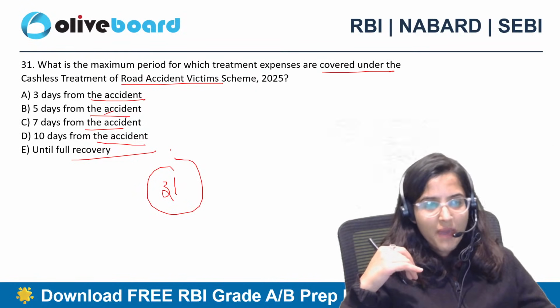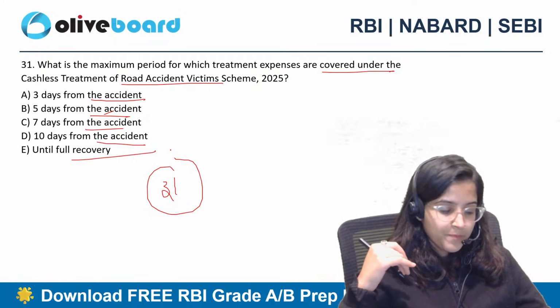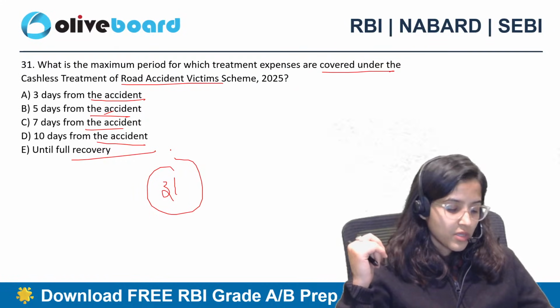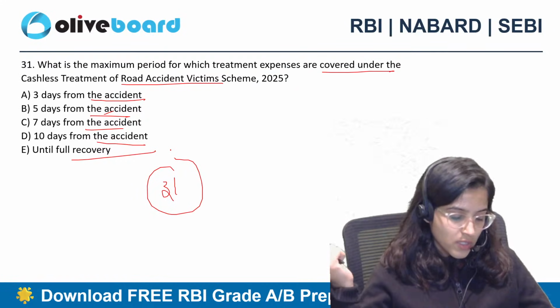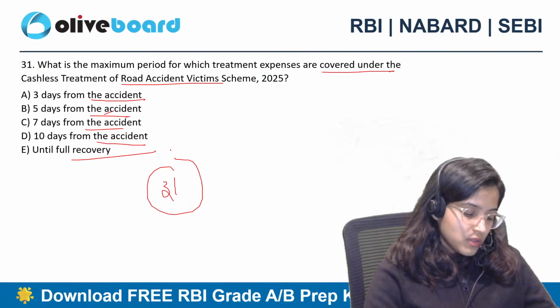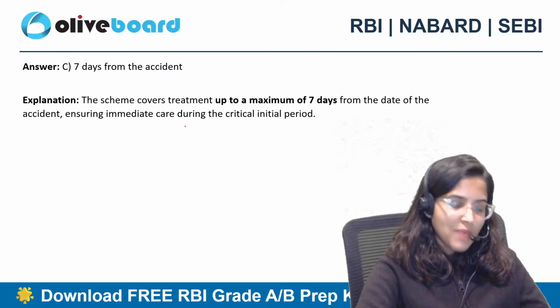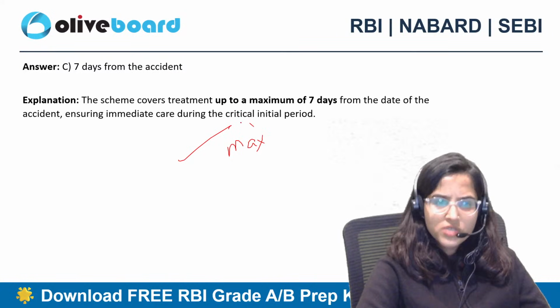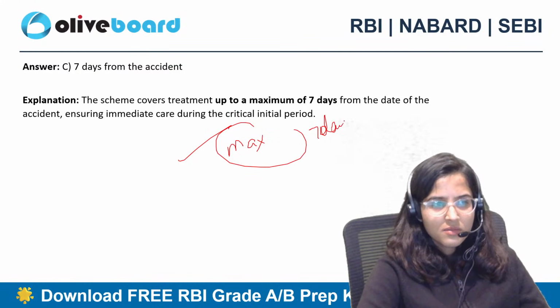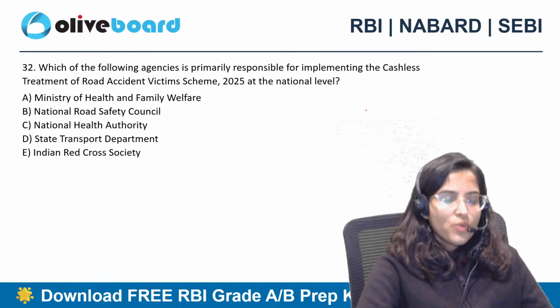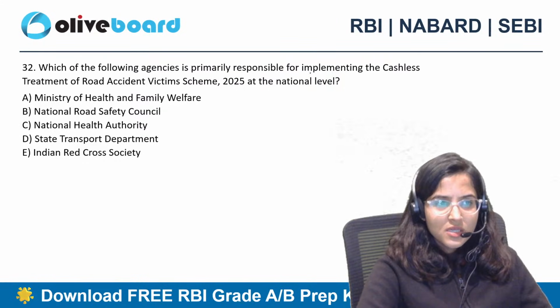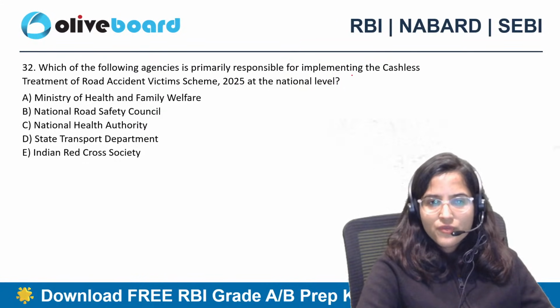Read the question carefully. कब तक मिल सकता है ट्रीटमेंट, कैशलेस ट्रीटमेंट? Maximum period, कितने दिन? कोई लिमिट तो होगी। So the correct answer is 7 days from the accident. तो मैक्सिमम हम 7 days तक, कम हो सकता है लेकिन मैक्सिमम 7 days का मिल सकता है। ठीक है.